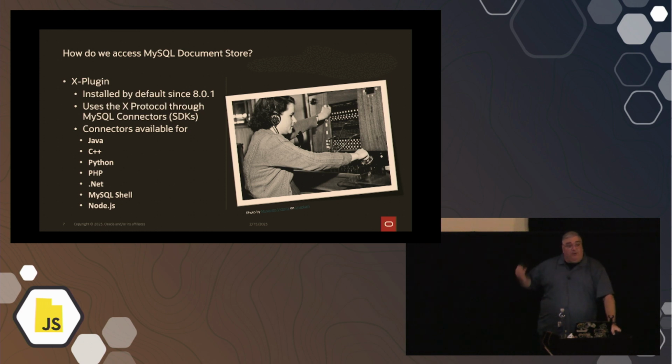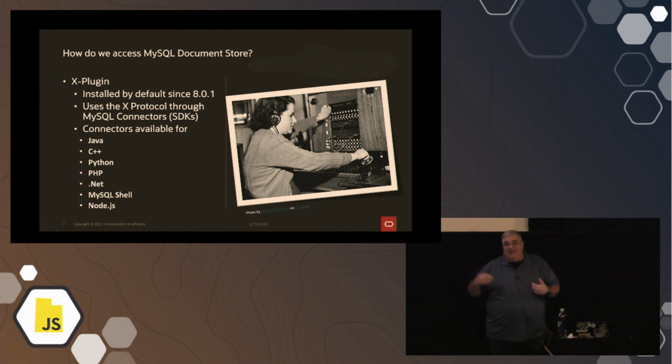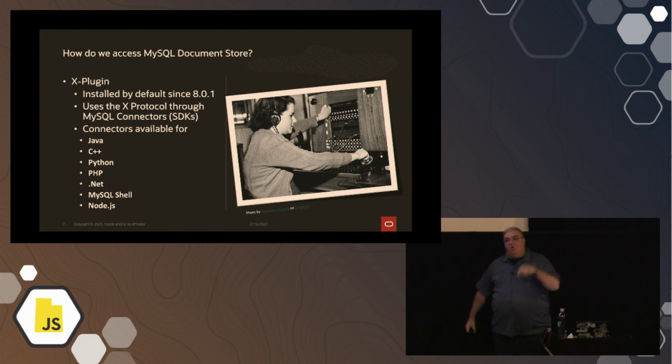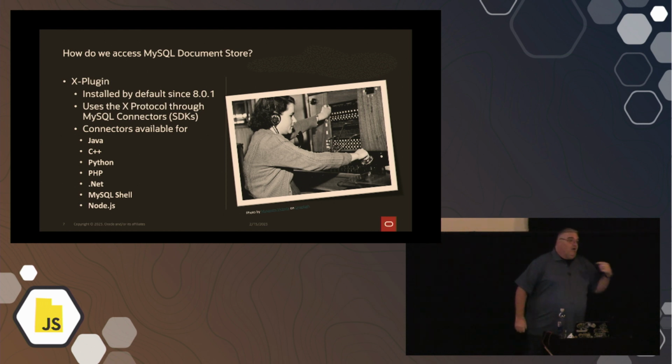It uses the X protocol, which we have officially supported connectors. Connectors is the internal name, and I hate it. Don't tell anybody I said that. They're SDKs is what they are. And we have connectors or SDKs for Java, C++, Python, PHP, .NET, MySQL Shell, Node.js. Those are the ones that Oracle officially supports. There are also community-supported connectors for Rust and Go that work with Document Store.